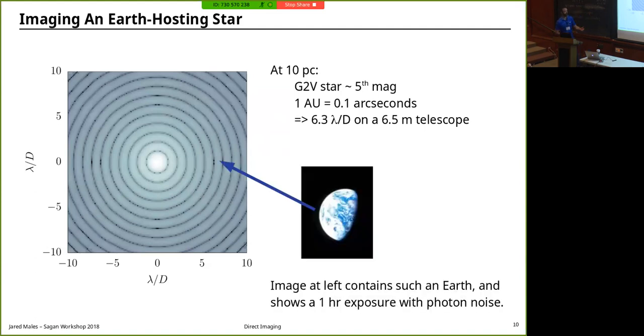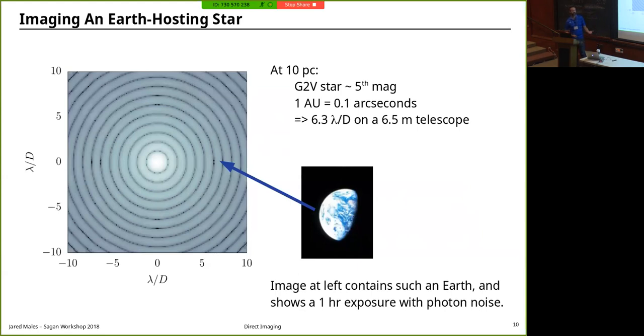And in this image, which I have scaled to be a 1-hour exposure of this G2 star with this, remember, perfect telescope, and added photon noise. I actually added a little read noise, but it doesn't really matter. And I put an Earth in there. So this image of Earth is buried under those Airy rings. And of course, you can't see it because the Airy rings from the star are swamping it.